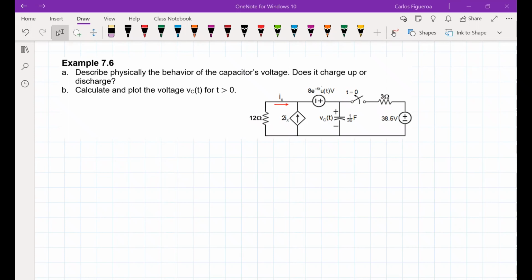Example 7.6. A. Describe the behavior of the capacitor's voltage. Does it charge up or discharge? B. Calculate and plot the voltage of the capacitor.